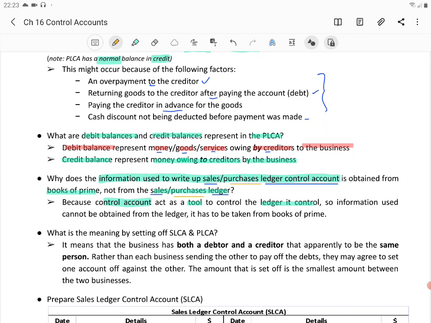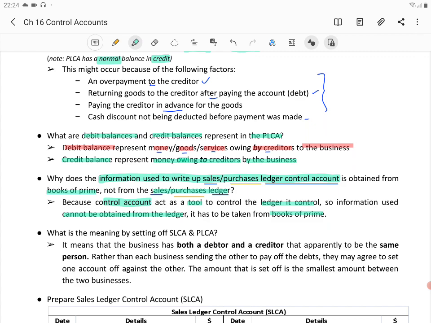That is why the control account is taken from books of prime entry, because the control account acts as a tool to control the ledger it controls. So the information used cannot be obtained from the ledger that it controls. It has to be taken from the books of prime entry. That's the reason.